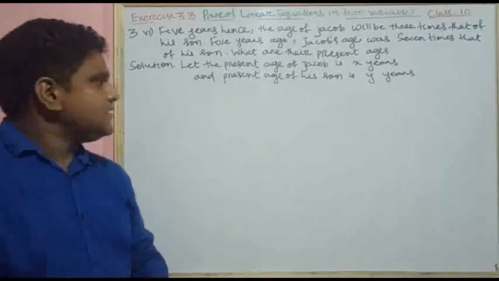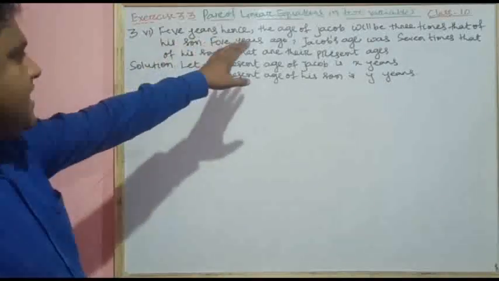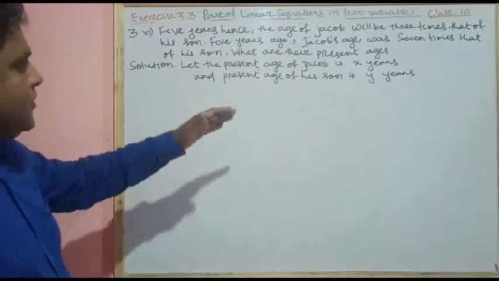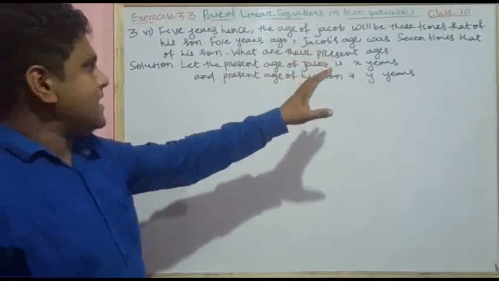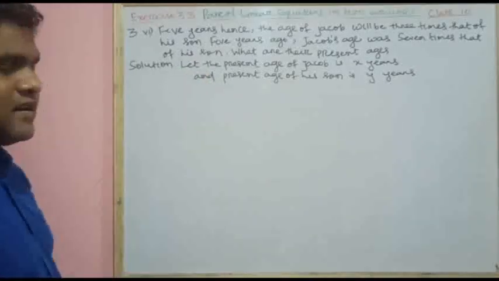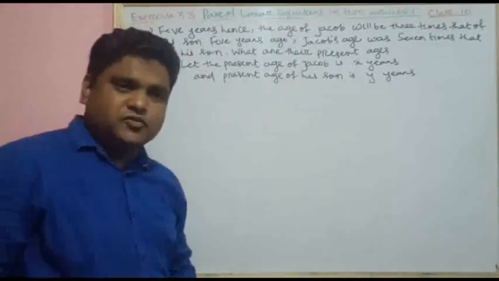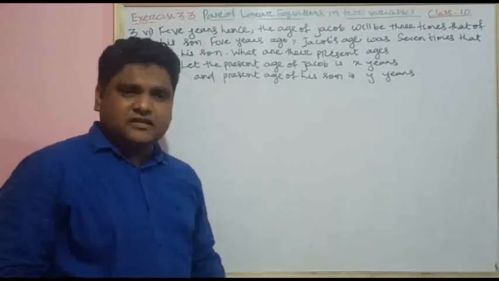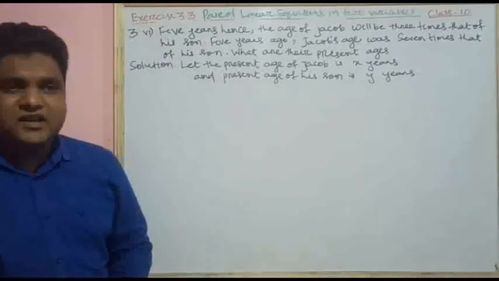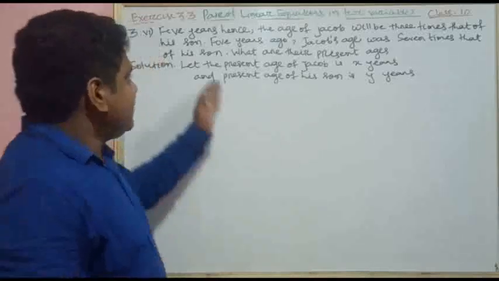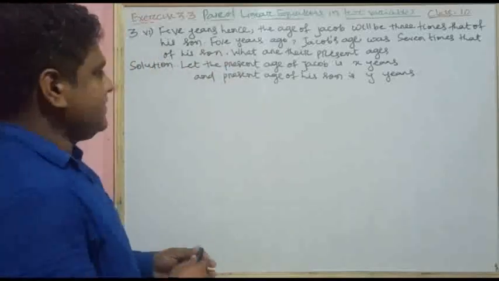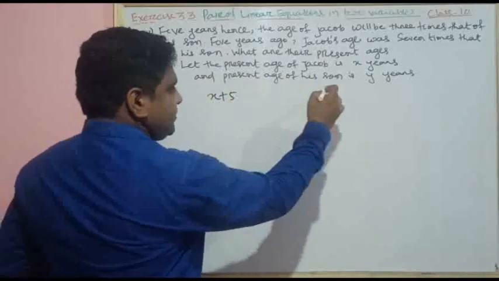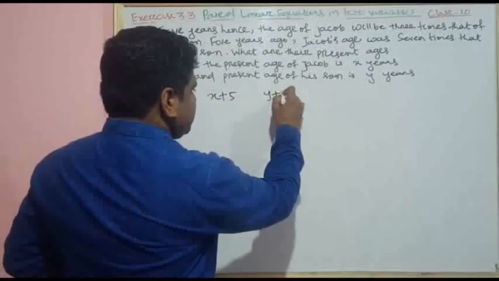Number VI: 5 years hence the age of Jacob will be 3 times that of his son. 5 years ago Jacob's age was 7 times that of his son. What are their present ages? For this purpose we assume that the present age of Jacob is x years and the present age of his son is y years. 5 years hence means after 5 years Jacob's age will be x plus 5 years and his son's age will be y plus 5 years.